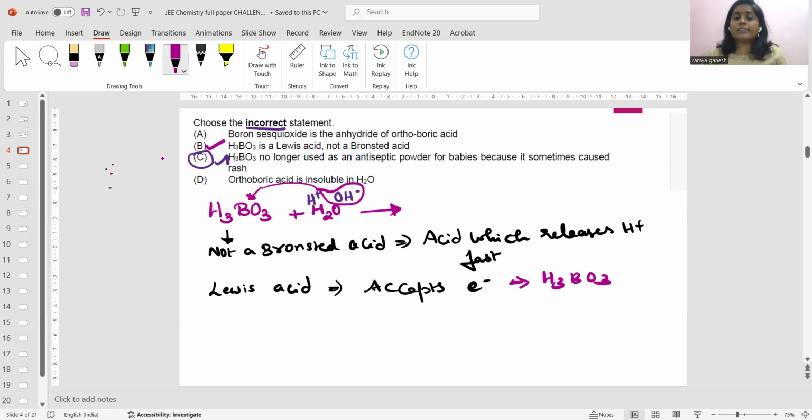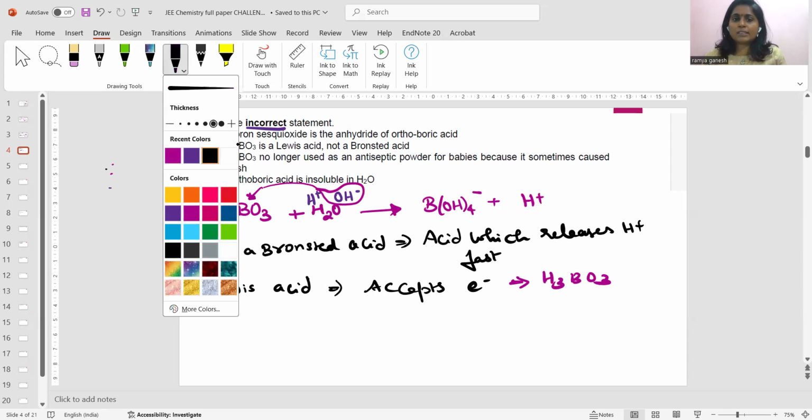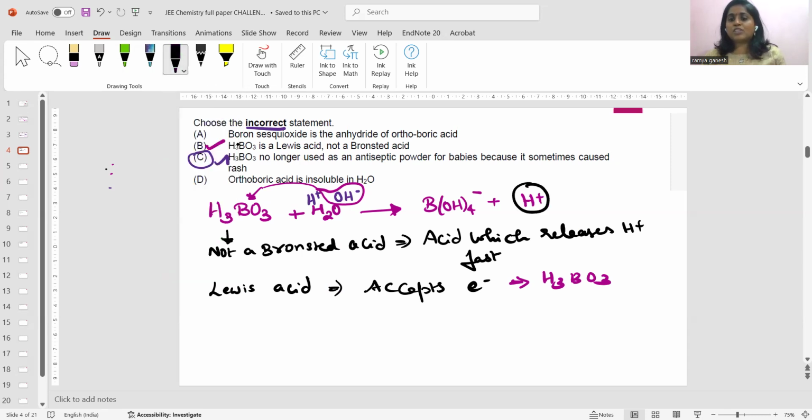So this is also a correct statement. What is the consequent ion that is going to form? B(OH)4 minus plus H plus. From where is this H plus resulting? This H plus is from water. Can you see this? It has taken OH minus, so what is remaining here? H plus. So H plus is there from water.